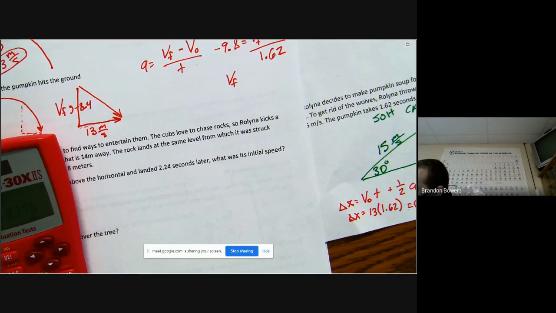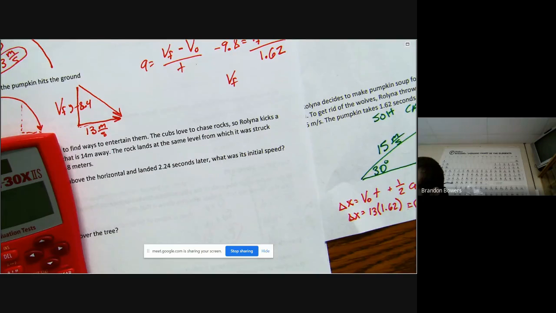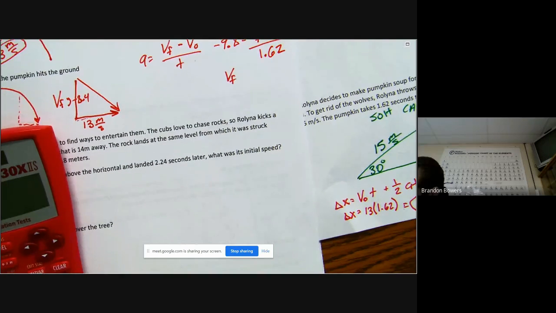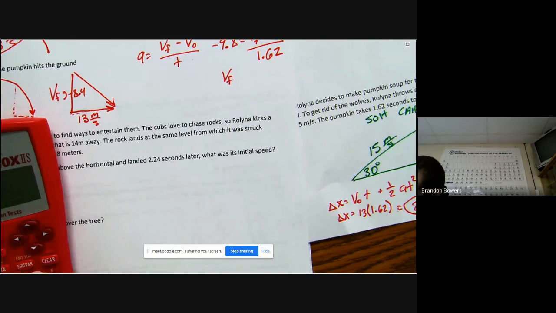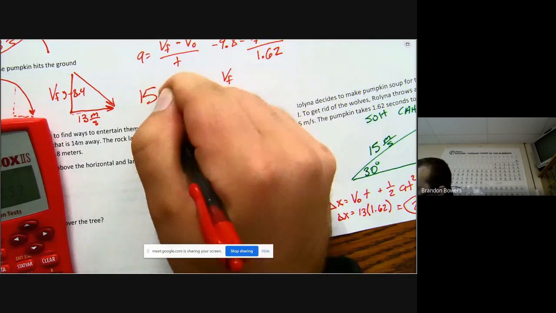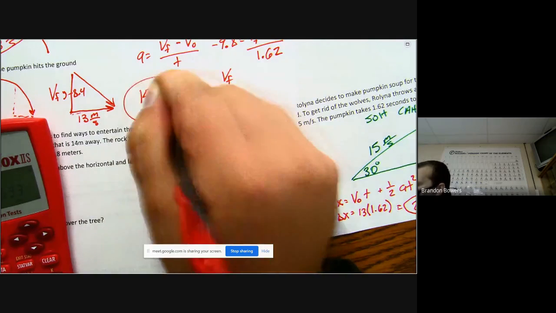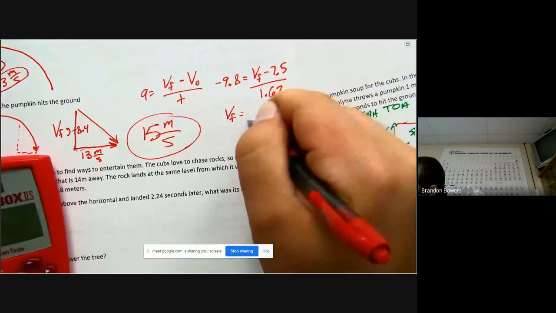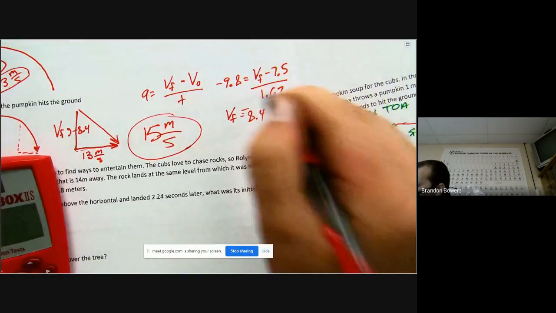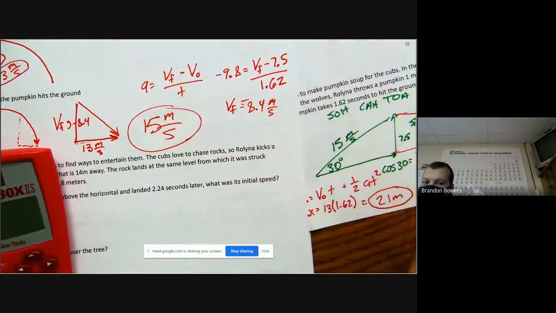Pythagorean theorem. A squared, so 8.4 squared plus 13 squared. Then square it, and take the square root of that answer. I got about 2 sig figs, 15 meters per second. That's what I did. Yes. Be negative 8.4. Does that kind of make sense?